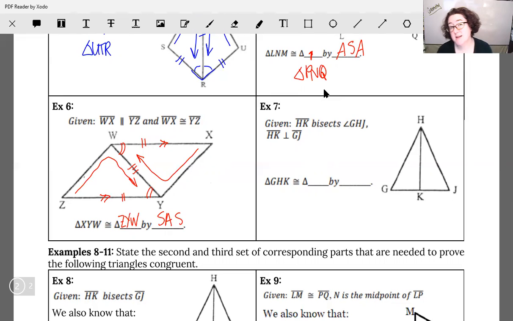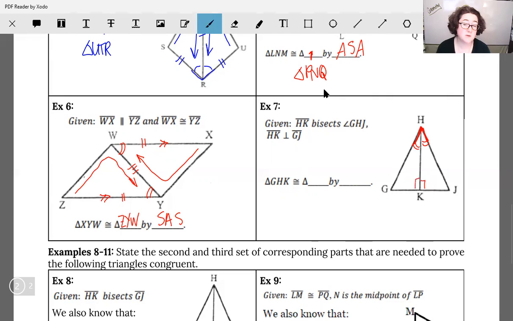Okay, we have another bisector for example 7. HK bisects angle GHJ. So GHJ is up at the top. What does bisect mean again? Yeah, cuts perfectly in half. So these two angles are equal to each other. We also know that HK is perpendicular to GJ, they told us. Perpendicular means what? That we have our sides coming together at a right angle. So we actually have right angles on this one.